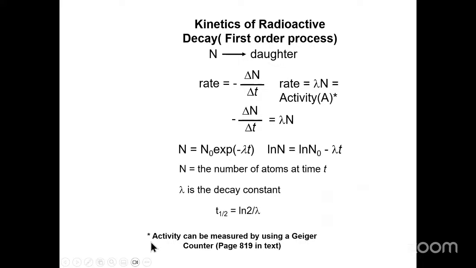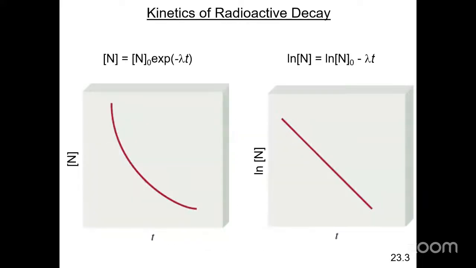Okay, so as I said before, we can measure directly the activity of a radioactive substance using a Geiger counter, which I'm going to show you in the next slide. But I just want to show you here the plot of N, the number of nuclei, on the y-axis versus t, and you're going to get this curve, which should look somewhat familiar to you because this is the same thing that we would observe for a first-order chemical reaction.